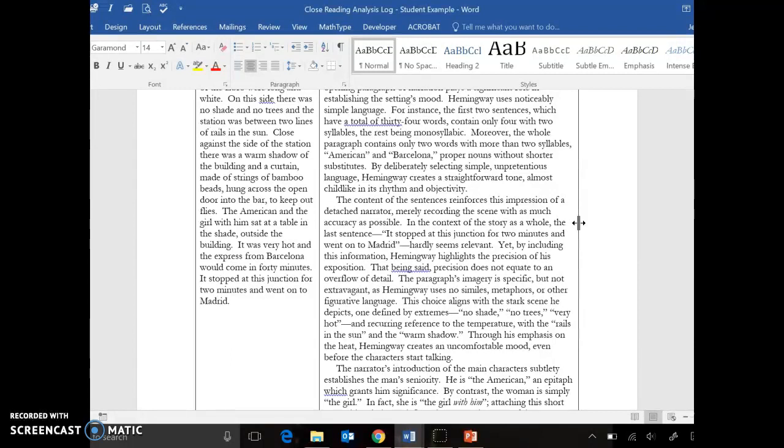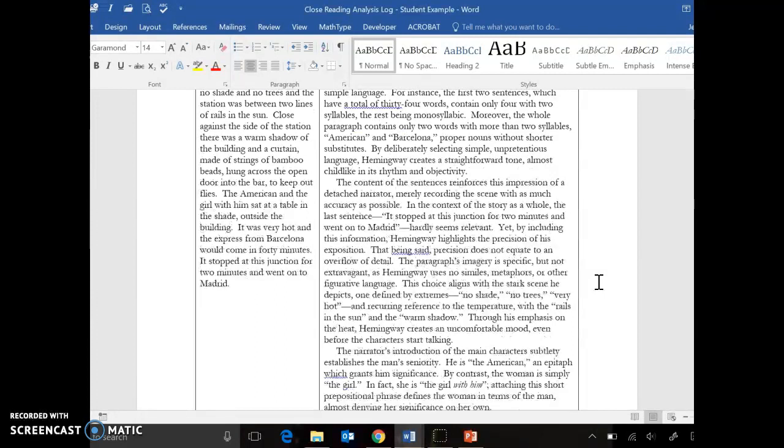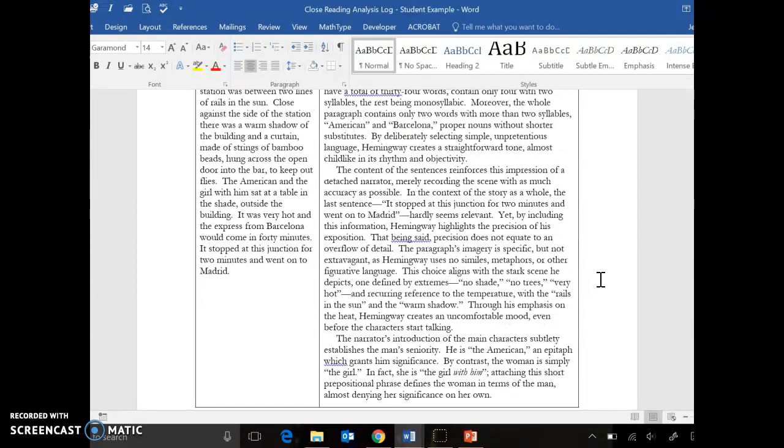In the context of the story as a whole, the last sentence, "it stopped at this junction for 2 minutes and went on to Madrid," hardly seems relevant. Yet by including this information, Hemingway highlights the precision of his exposition. That being said, precision does not equate to an overflow of detail. The paragraph's imagery is specific but not extravagant, as Hemingway uses no similes, metaphors, or other figurative language. This choice aligns with the stark scene he depicts, one defined by extremes: no shade, no trees, very hot, and a recurring reference to the temperature with the rails in the sun and the warm shadow. Through his emphasis on the heat, Hemingway creates an uncomfortable mood even before the characters start talking.